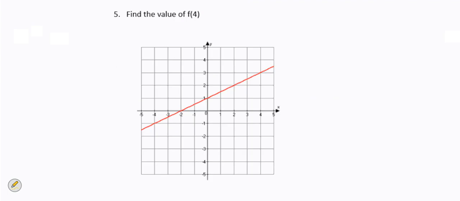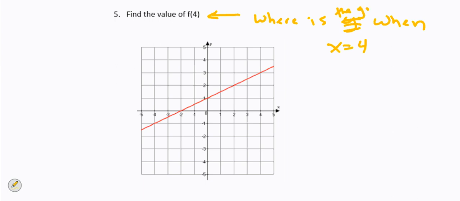All right, find the value of f of 4. So f of 4 is just meaning where is y when x equals 4? Or where is the graph? How tall is the graph? How low is the graph? How high is the graph? Where is the graph when x equals 4?